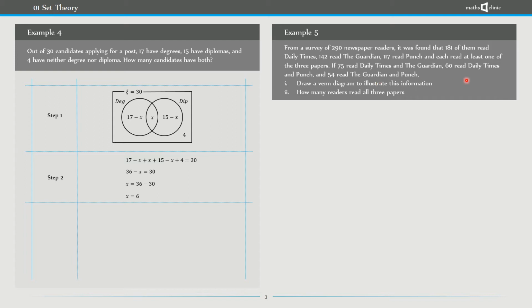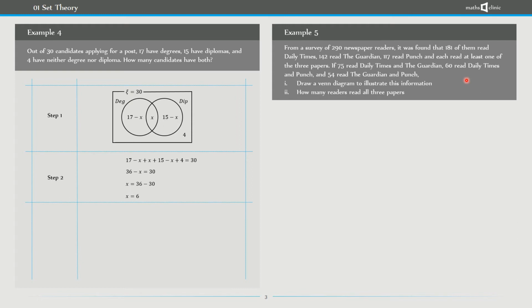Okay, so it then says that 75 read the Daily Times and the Guardian, so the intersect of the Daily Times and the Guardian is 75. 60 read the Daily Times and the Punch, intersect of Daily Times and Punch, 60. And 54 read the Guardian and the Punch, intersect of the Guardian and the Punch, 54. And we've been asked to draw a Venn diagram to illustrate the information and also find out how many readers read all three papers. Let's jump right into it.